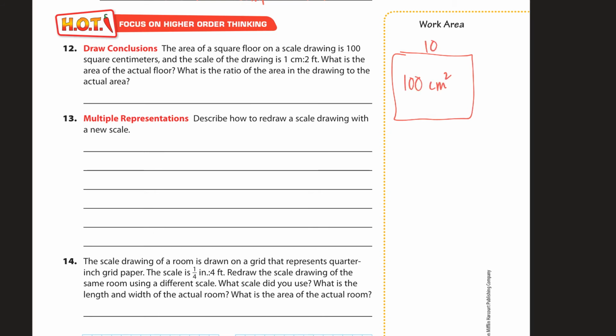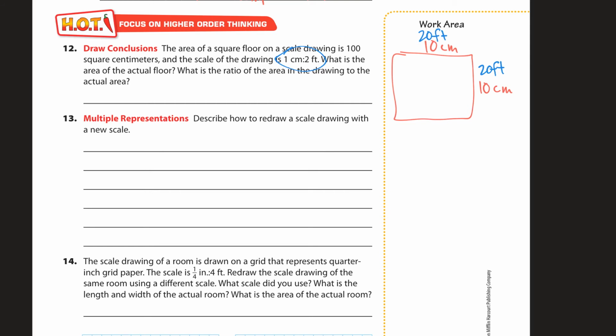That means it has to be 10 by 10 because 10 times 10 is 100, and it's a square. Both sides have to be the same length. So it's 10 centimeters, and this is 10 centimeters. Now, each centimeter is 2 feet. So that means this is going to be 20 feet, and this is going to be 20 feet. How did I get that? Well, I used this statement right here. Each centimeter is 2 feet, so 10 centimeters has to be 2 times 10, which is 20.